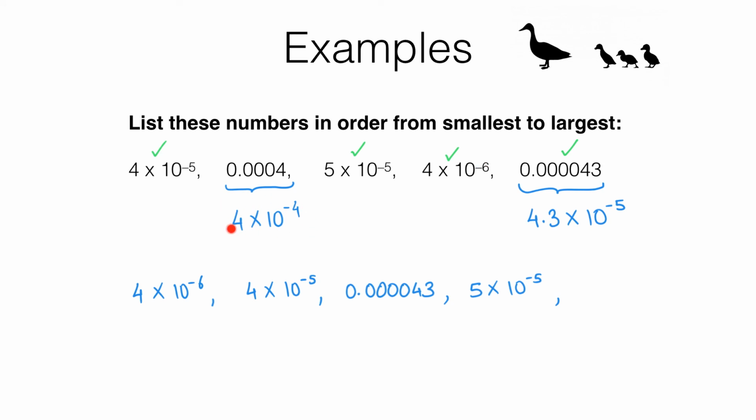So this is the largest number or the highest number, and I'm going to write it in the original form that it was given to us in, and that is 0.0004. And that's the last one. And here we have the list of 5 numbers in order from smallest to largest.